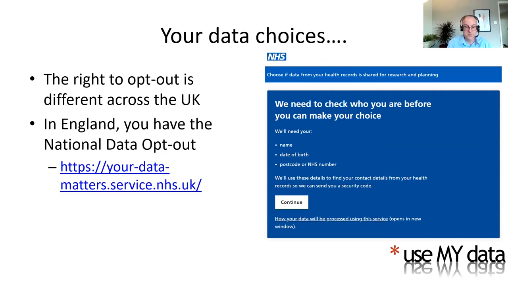Although in legal terms, you do have legal rights to say you don't want your data to be used outside of your direct care, but it's done slightly differently in different parts of the UK.